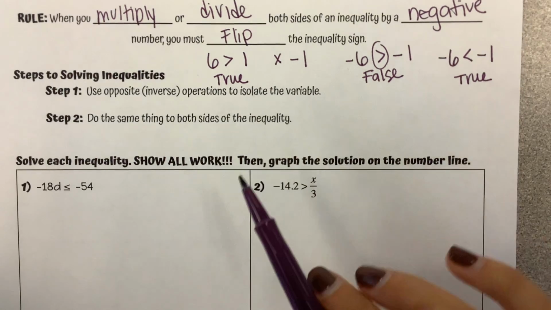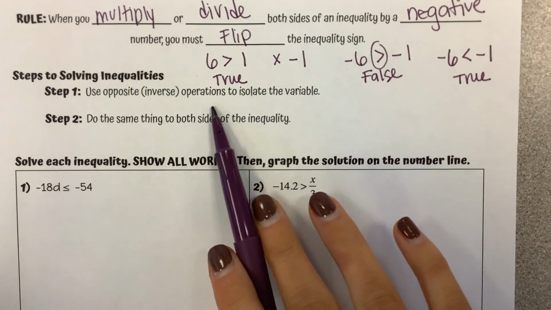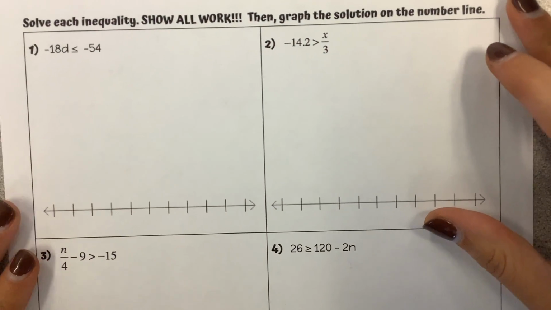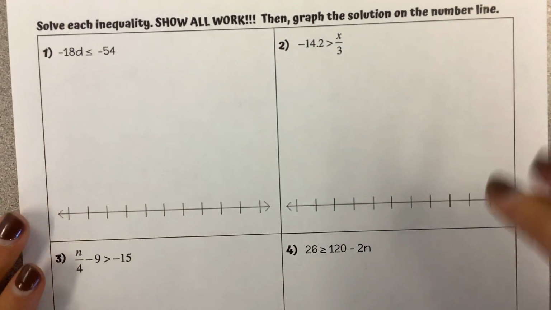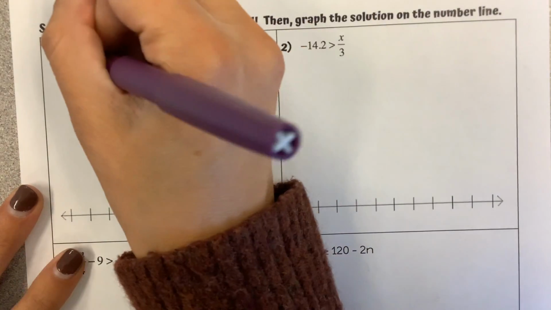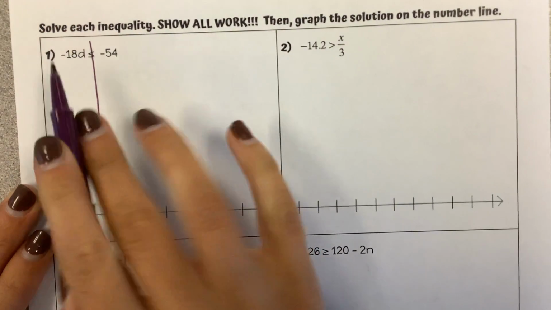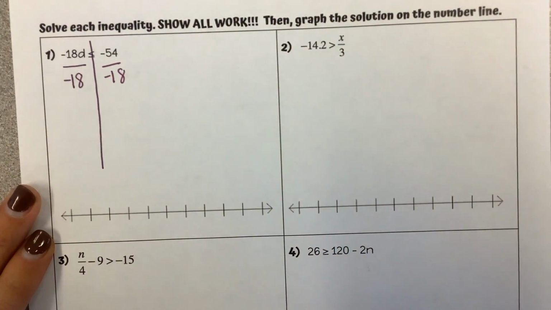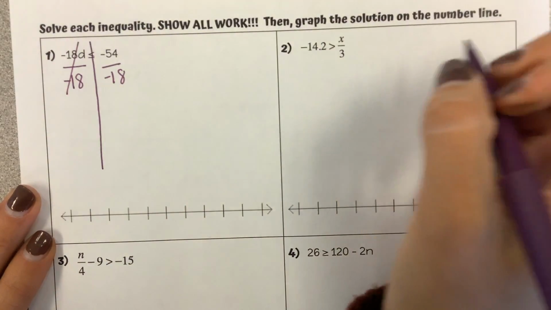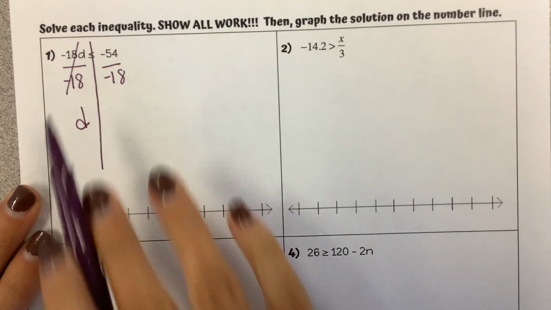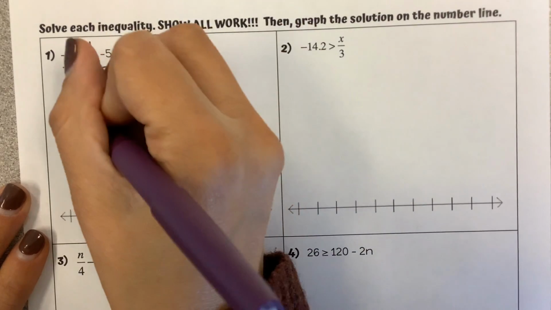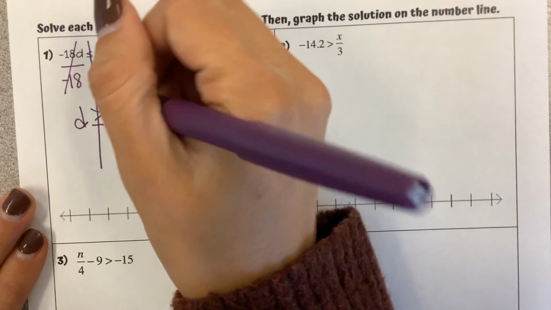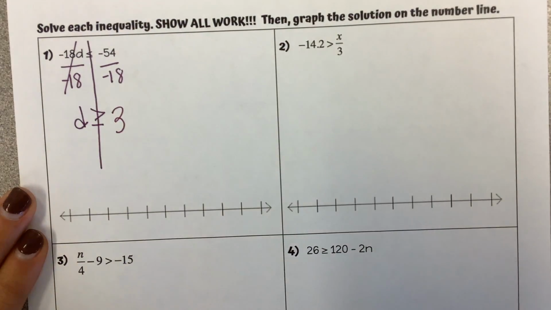So solving, just like we always do, we use opposite or inverse operations to isolate the variable and make sure you're doing the same thing to both sides. So here we've got -18d is less than or equal to -54. D is being multiplied by -18. The opposite is to divide each side by -18. My 18s cancel. I'm left with D. We divided by a negative, so I need to flip my inequality sign. -54 divided by -18 is +3.